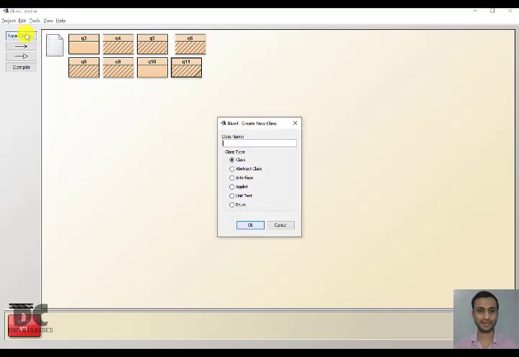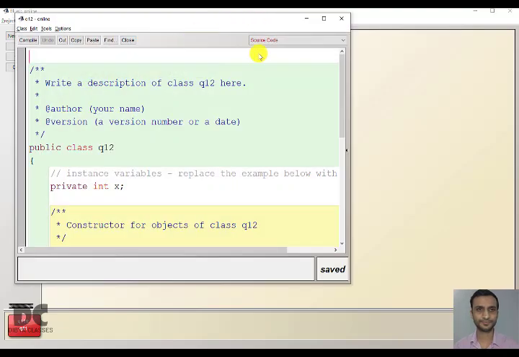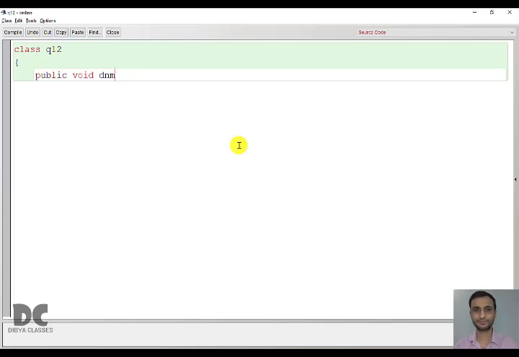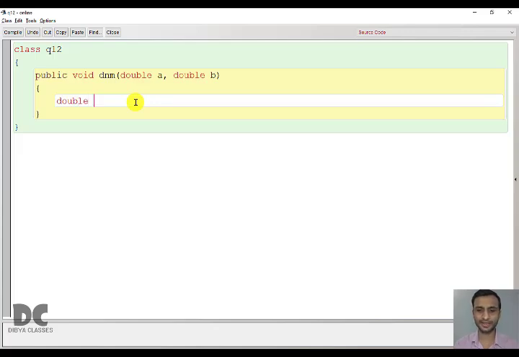So first we'll create a class Q12. We'll write the skeleton, public void. We'll take input, that is two numbers. And now we'll calculate all the 5 things. That's addition, subtraction, multiplication, division and modular division. So for that we need a variable. Let the variable be x.